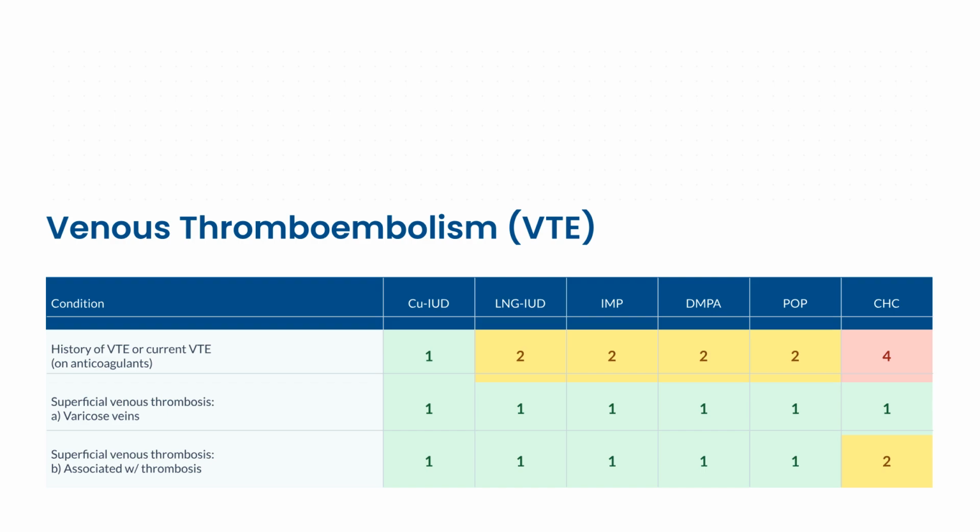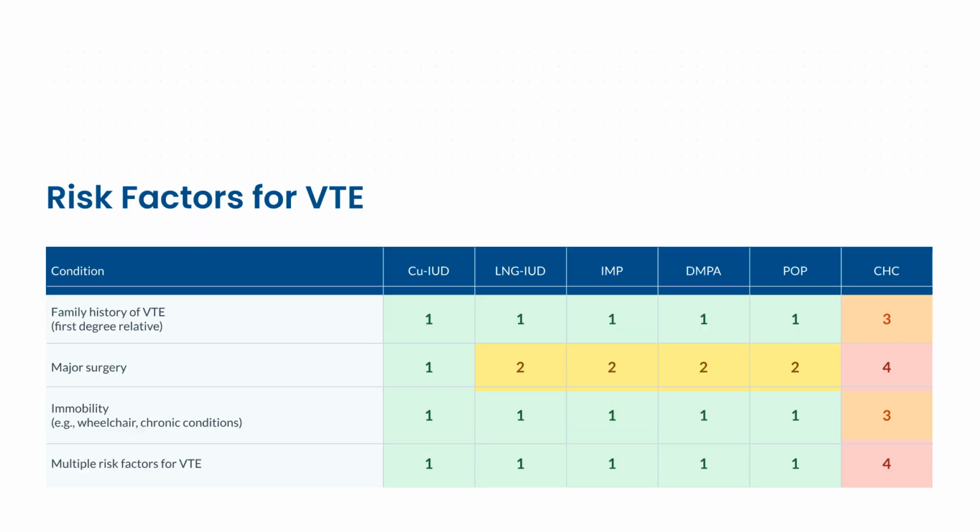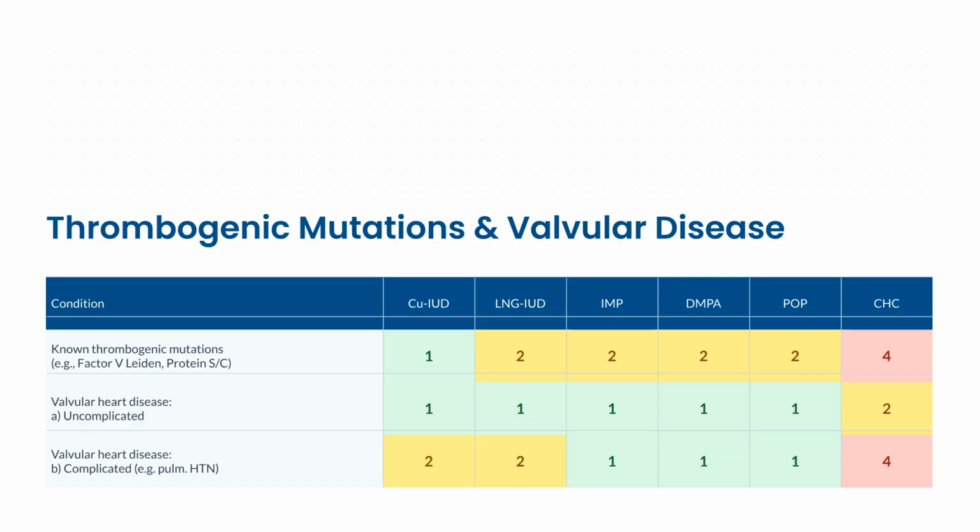When assessing patients for venous thromboembolism, these tables help determine the safety profile for different contraceptive options. This slide summarizes key risk factors associated with venous thromboembolism to guide safe clinical decision-making. Recommendations for patients with inherited thrombogenic mutations or valvular heart disease are outlined in this section of the guidance.